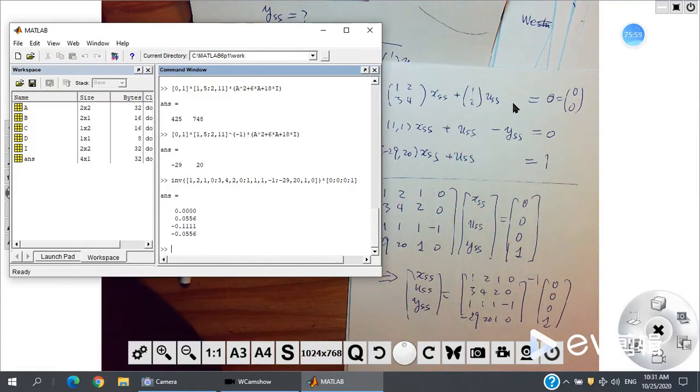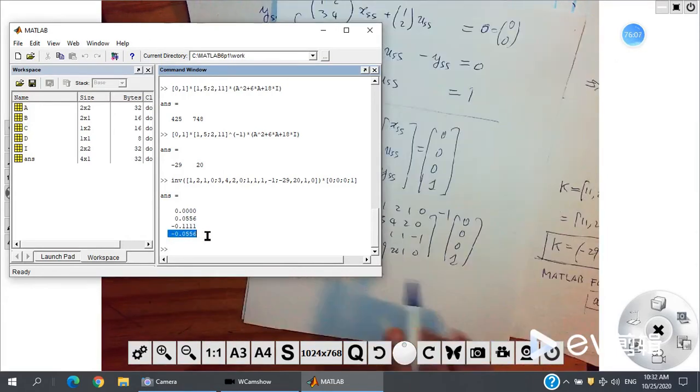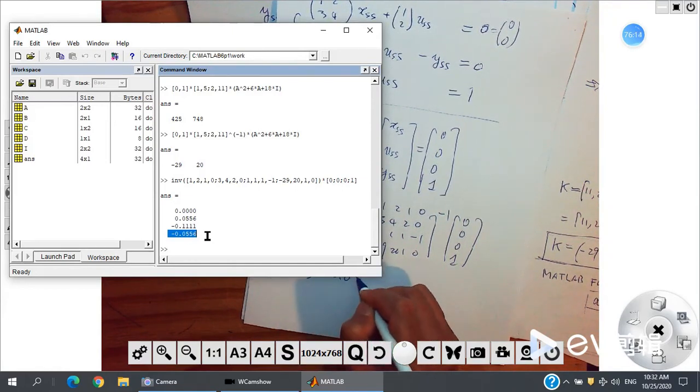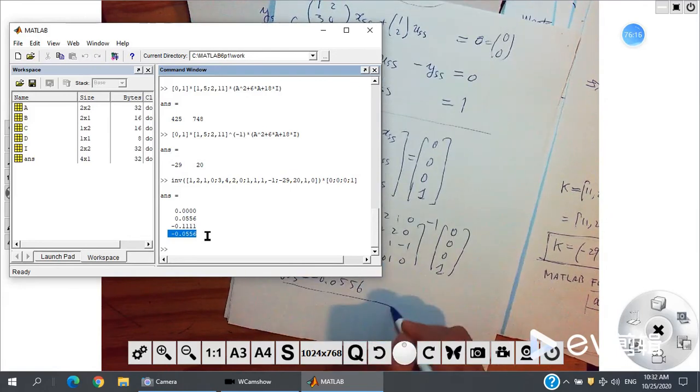Alright. So we have x steady state, u steady state, y steady state, and the last one is y steady state. So we can have y steady state equal to negative 0.0556. This is a negative one.